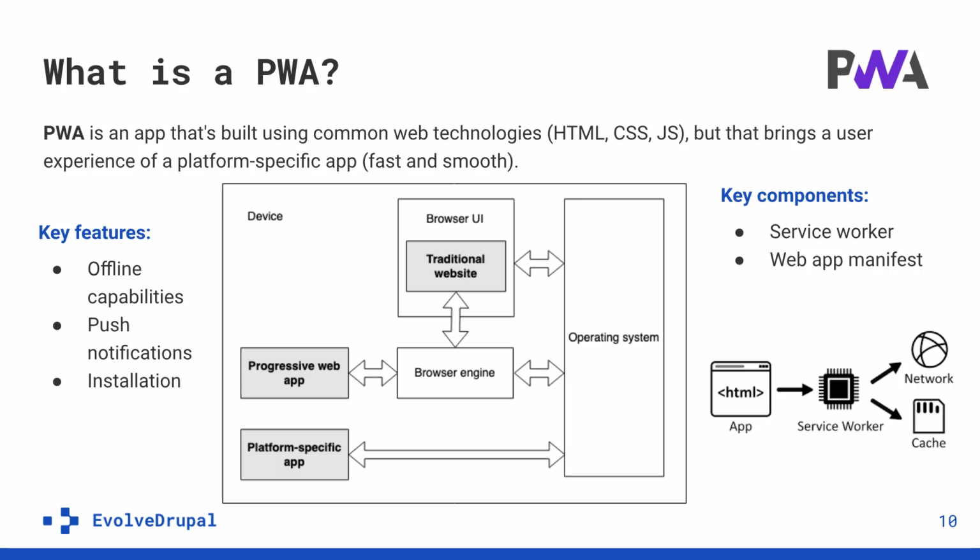So basically the service worker is JavaScript code that runs in your app, and it behaves as a proxy between your app, the browser, and the network. It intercepts all the network requests and manages caching and other things related to your application.